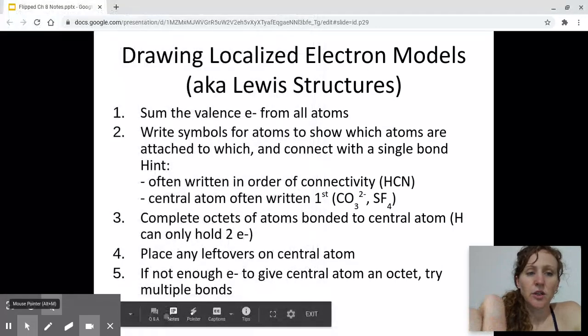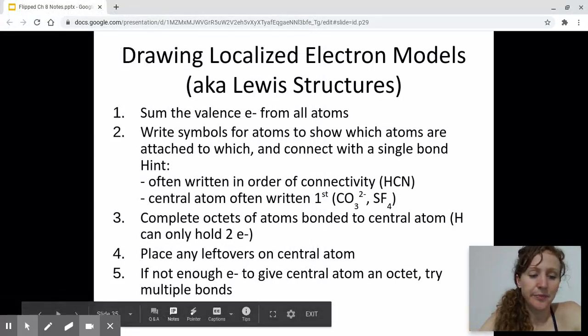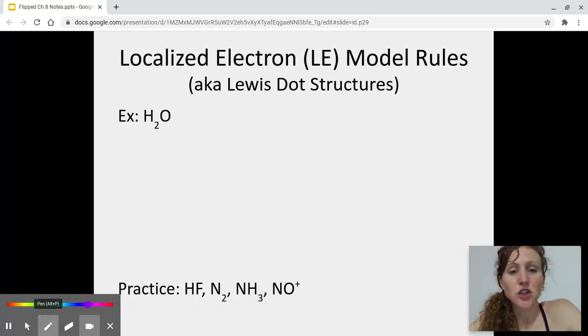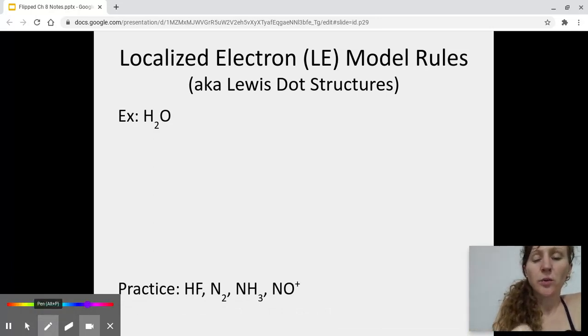No notes, go away. Okay, we'll start with an easy one. Let's start with H2O. So with water, we're going to walk through these steps.